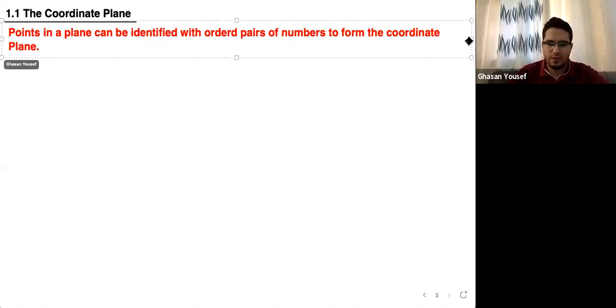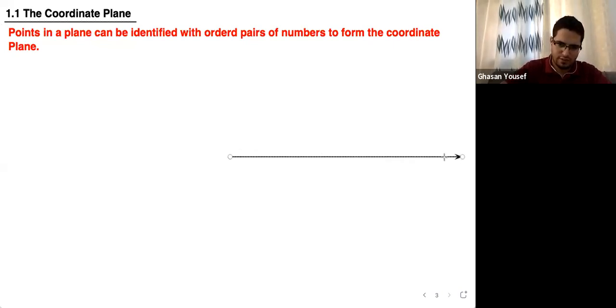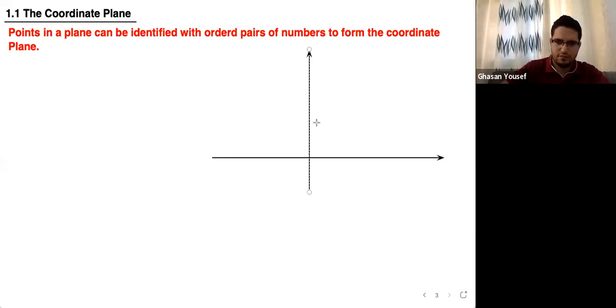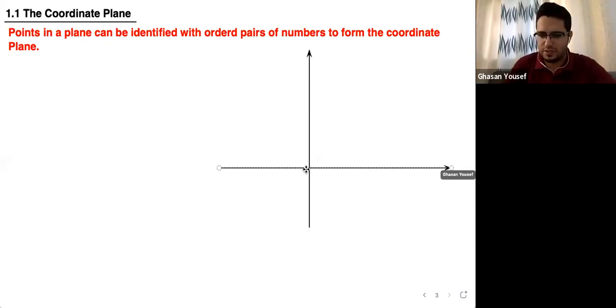Now, in the coordinate plane, we have perpendicular real lines that intersect at the point O, or 0, on each line. So the coordinate plane is like 2 perpendicular lines. This is the first line, and this is the second line. Both of them are perpendicular to each other, and they intersect at this point. This point is the origin.